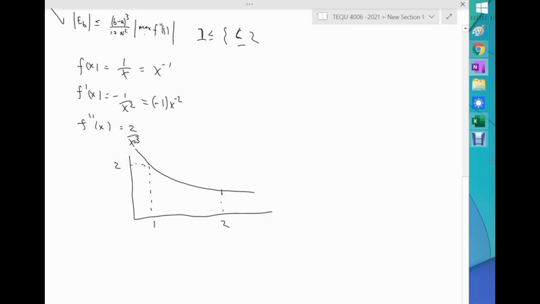2 over 1 to the cube, that's 2. Now this one here, on the other hand, is 2 divided by a. This value here is 2 divided by a. So that would be 1/4, that would be 0.25. And any value in between will be less than these two here.